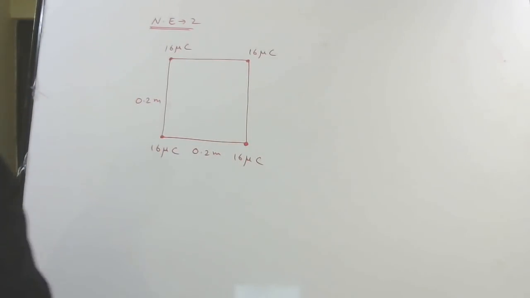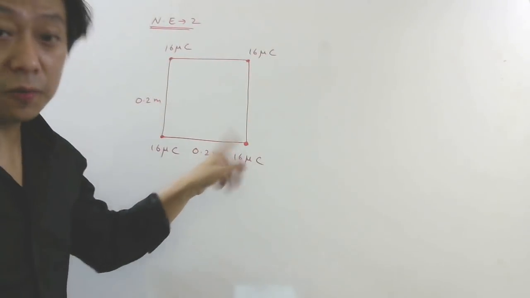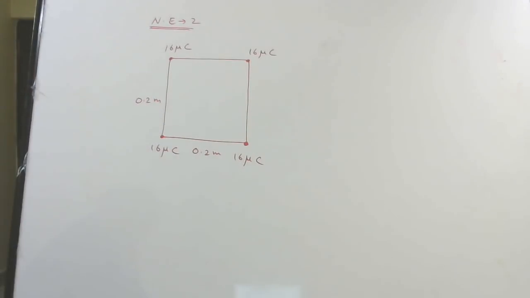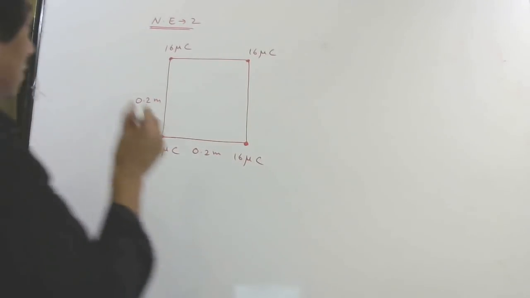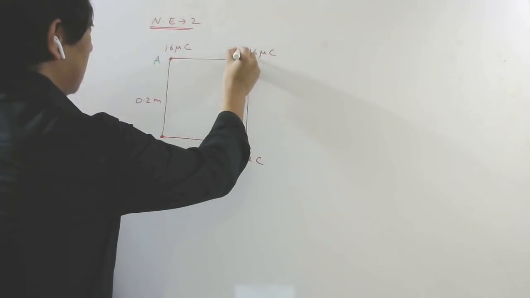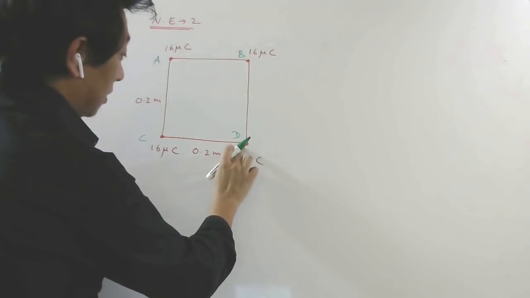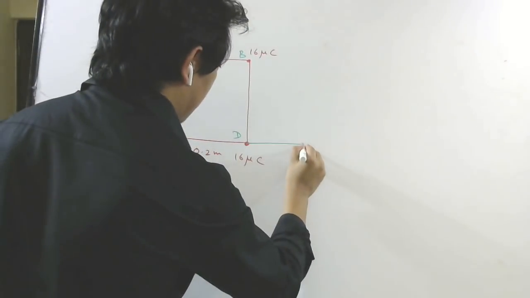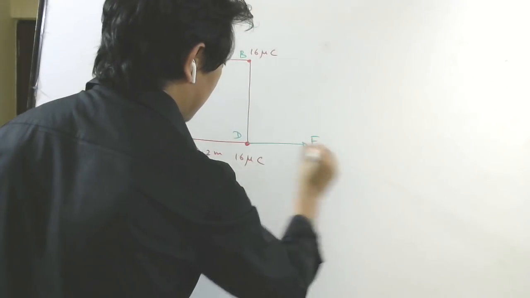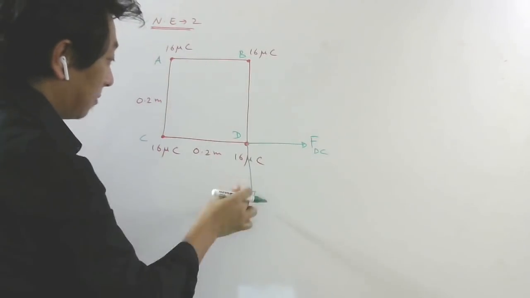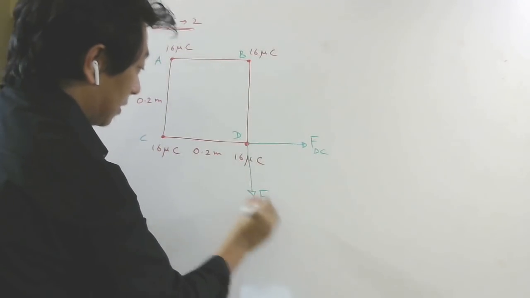They want you to find the magnitude, only magnitude they are asking, of the force on any one charge. So let us choose this charge. If you choose this charge, then the first thing is to draw the direction. Right? So if I call this A, B, C, D, then force on D by C will be repulsive here. Force on D by B will also be repulsive along this line.